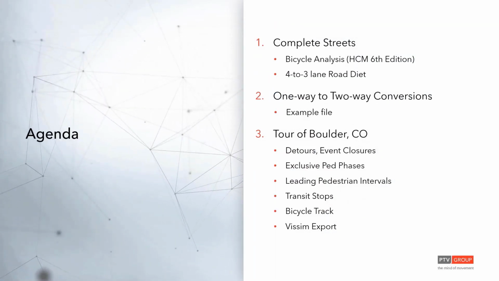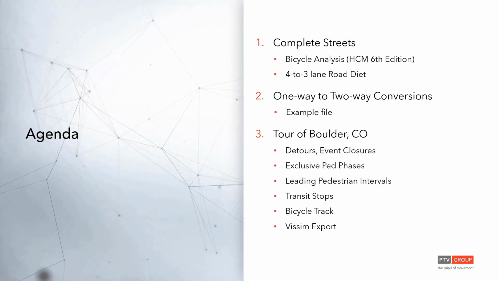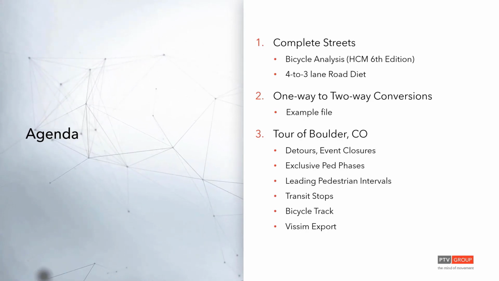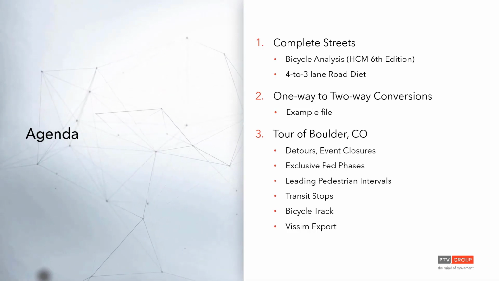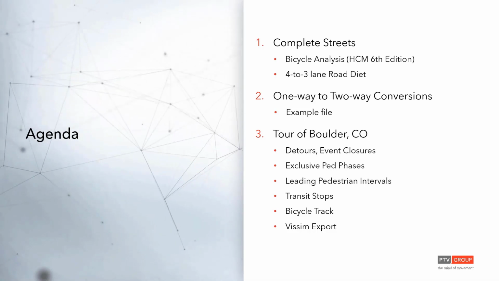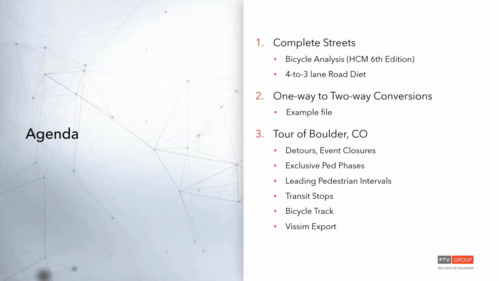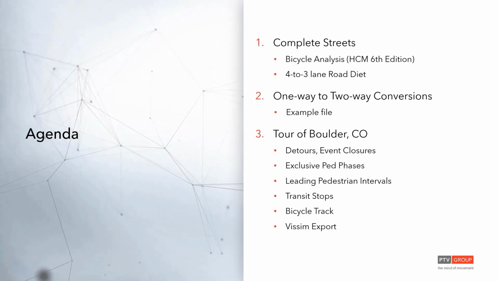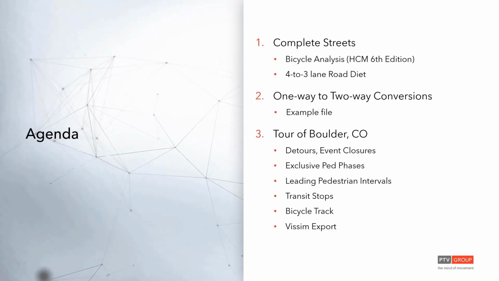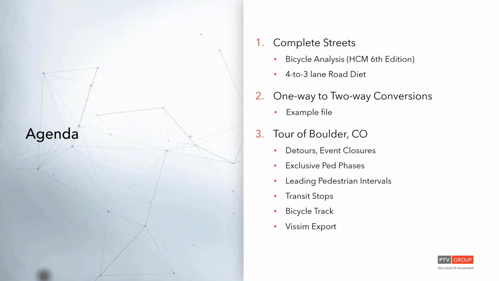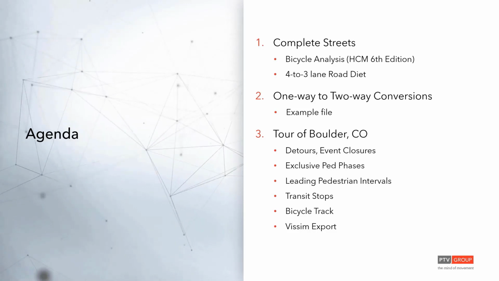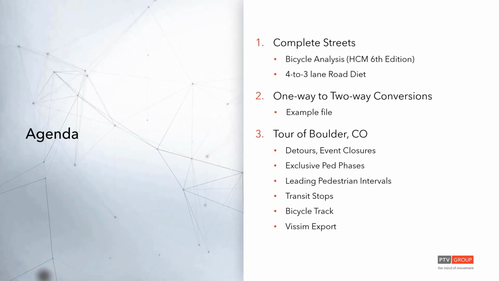Today's agenda is pretty full, so I'm going to go through some of these topics quite quickly. We'll start with a complete streets example, and I'll have a 4 to 3 lane road diet, and I'll show you how you can do that. And then we'll focus on inputs for the HCM 6th edition bicycle analysis. We haven't really paid too much attention to that in the previous session, so we're going to spend some time there today. And then we'll quickly show how to use the optimization routes for a one-way to two-way conversion project. We have an example file within our install, and we'll be using that file.